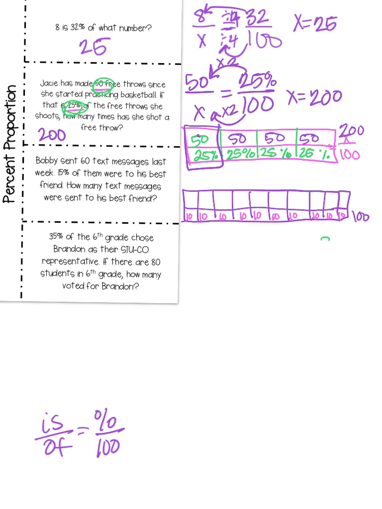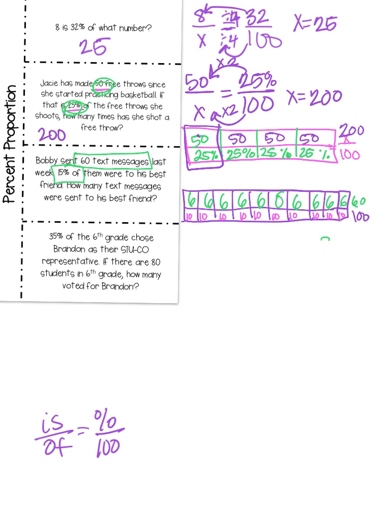Okay, it tells us that 15% of them were to his best friend. And there was how many? There's 60 total, okay? Is 60 divisible by 10? Yes. So what goes in each box here? 6, 6, 6, 6, 6, 6. Oh, not 0. 6, 6, 6, 6. Okay, this equals 60 total messages. He sent 60 total messages. 15% of them were to his best friend.